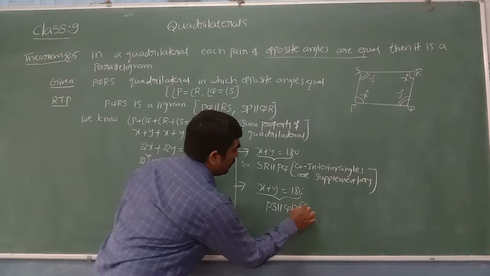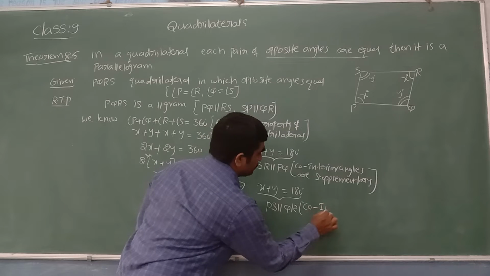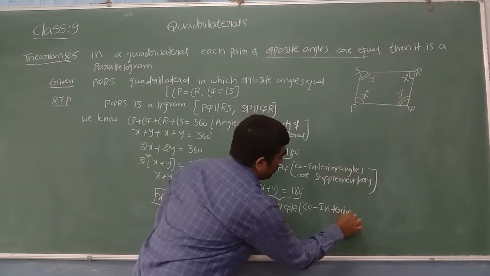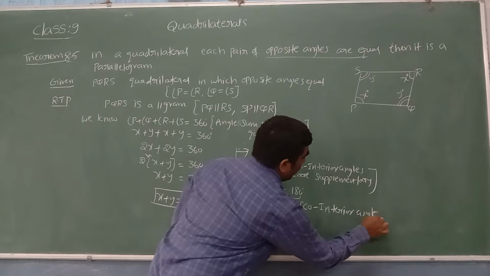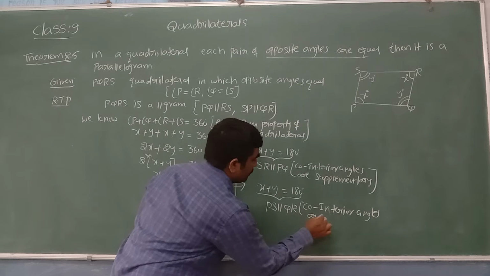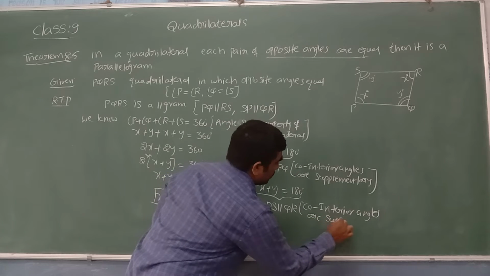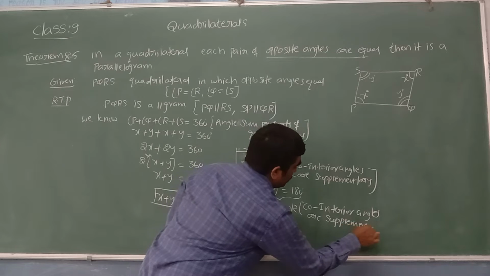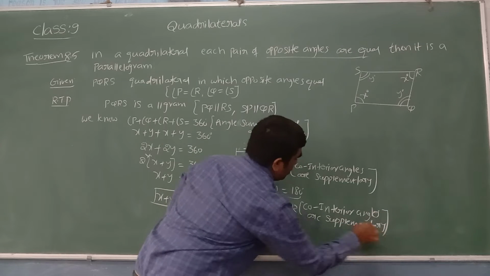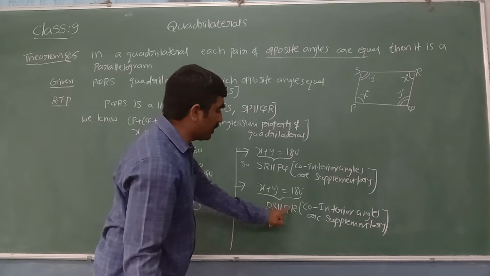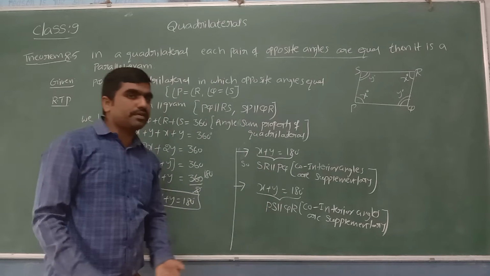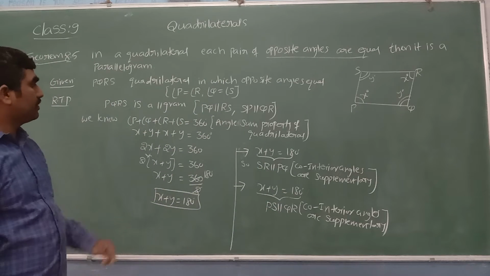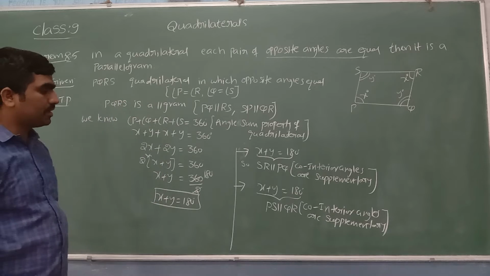What is the reason, beta? Even these are also co-interior angles. Co-interior angles are supplementary. So we can say PS is parallel to QR. Two pairs of opposite sides are parallel. Then it's enough to say that PQRS is a parallelogram.